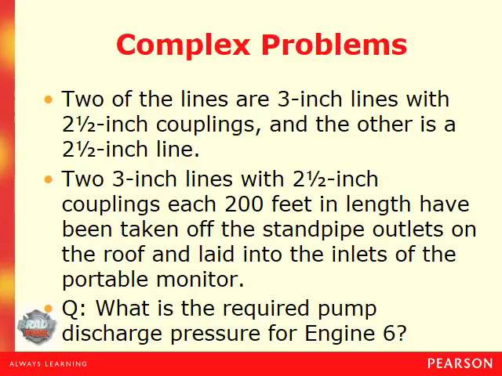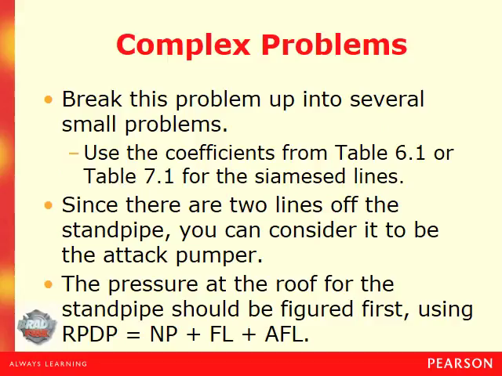Now again, when we're figuring these, a couple things to note. Make sure you get the right coefficient, because we have a 3-inch with 2.5 inch coupling, so that's going to change it up just a little bit, but make sure you just pick the right number off the chart. Since there are 2 lines off the standpipe, you can consider it to be the attack pumper. The pressure at the roof for the standpipe should be figured first, using nozzle pressure plus friction loss plus our appliance friction loss.